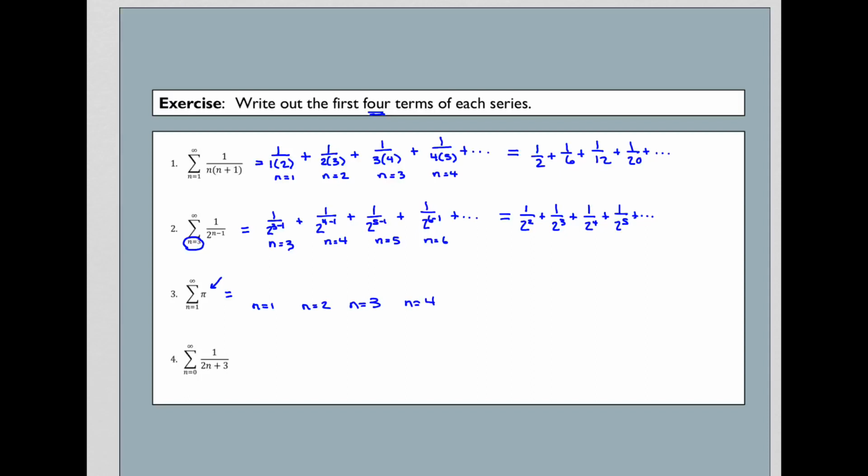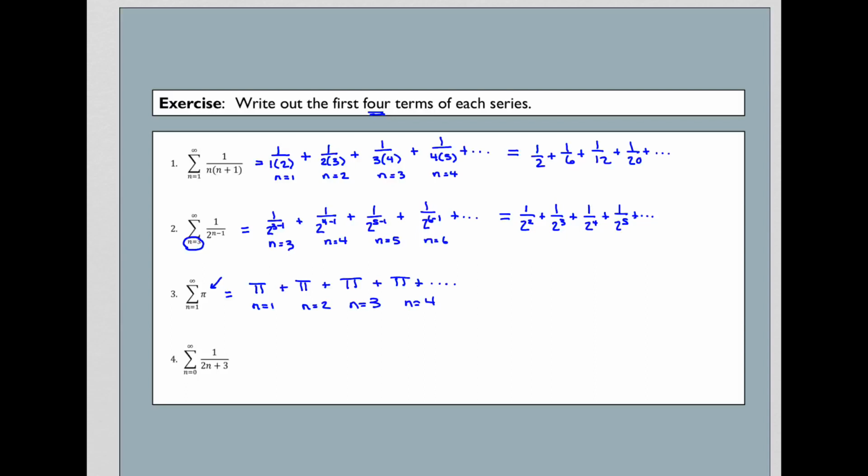But since there's no place to put n, we simply put pi as our first term, and pi as our second term, and pi as our third term, and pi as our fourth term. In fact, we are adding an infinite number of pi's together for this infinite series.